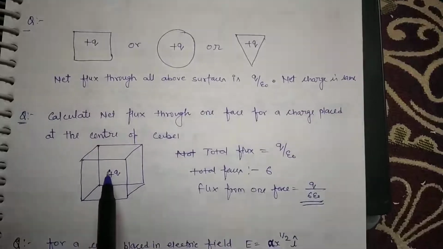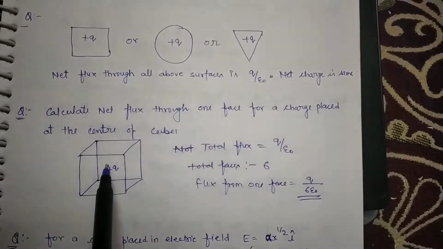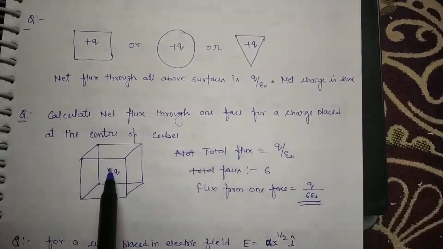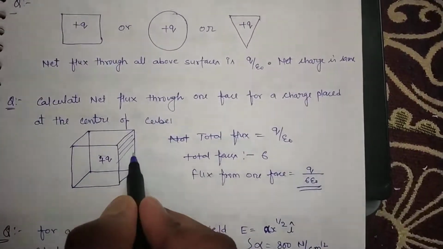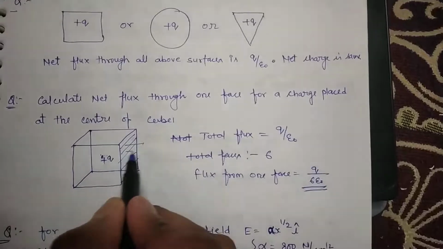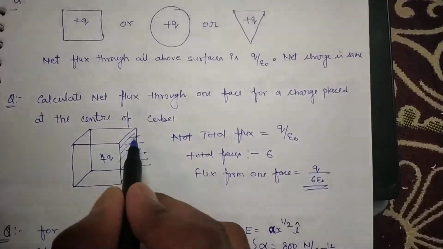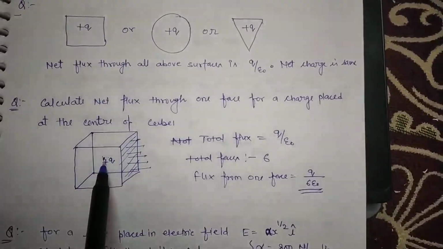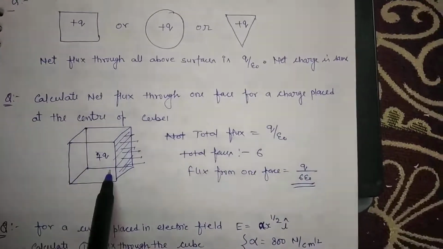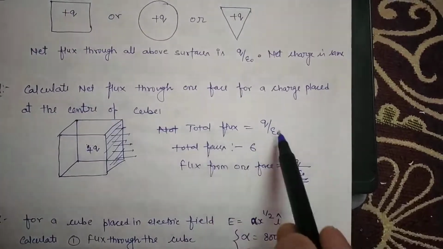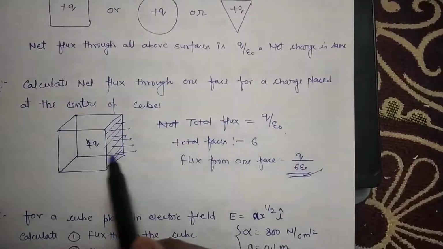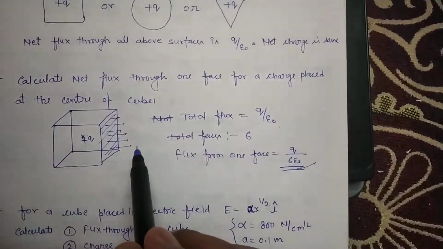Another case: you have a charge at the center of a cube, a solid body, and it is asking you to tell the flux through any one of the surfaces. Let's say it is asking for this surface. What is the total flux coming out of this surface? As we know the total charge q, the flux through the whole cube will be q upon epsilon naught. Total faces are 6, so let me divide this by 6. So this is the flux coming out from one face only.